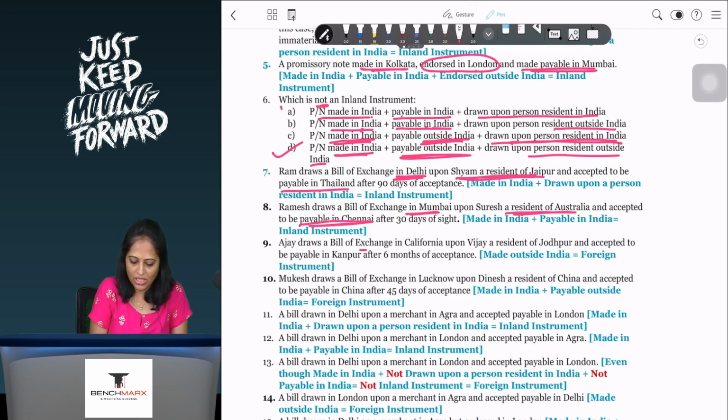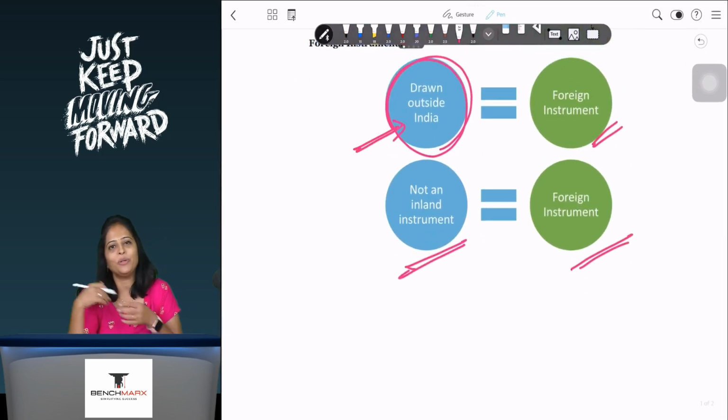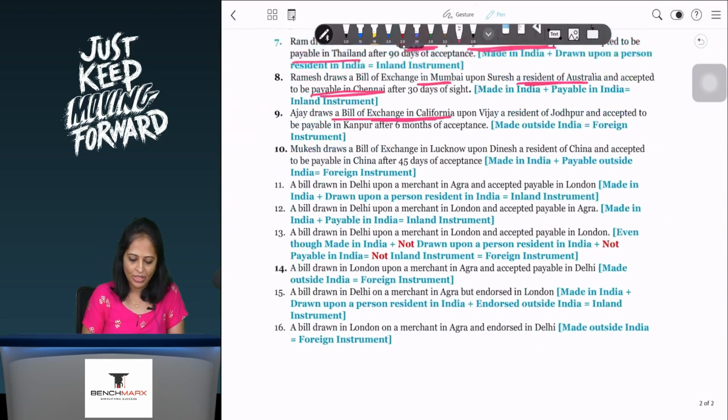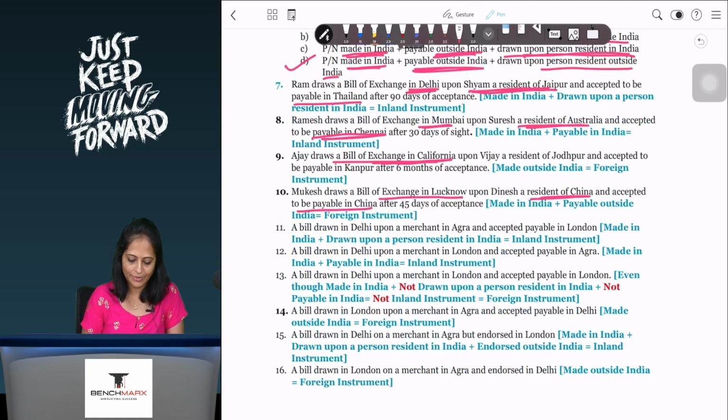Ajay draws a bill of exchange in California. So, now the bill of exchange has been drawn in California. What have we seen? If it is drawn outside India, it automatically makes it a foreign instrument. So, I don't have to read upon person resident in India, outside India, doesn't matter. It's a foreign instrument because it is made outside India. Then, Mukesh draws a bill of exchange in Lucknow, which is in India, upon Dinesh, a resident of China. So, upon the person resident outside India, accepted to be payable in China, payable also outside India. So, not an inland instrument, hence a foreign instrument, correct?